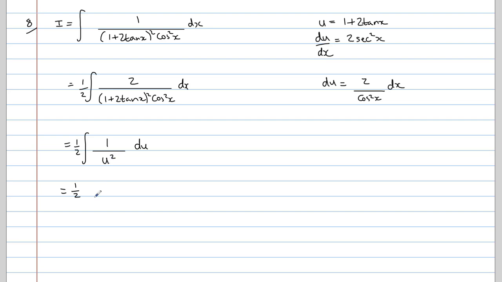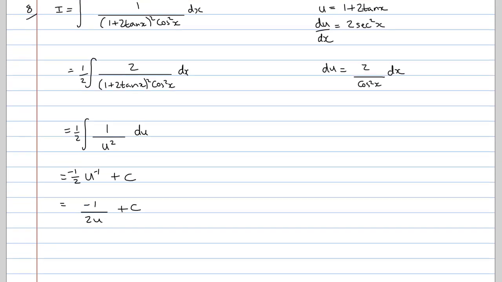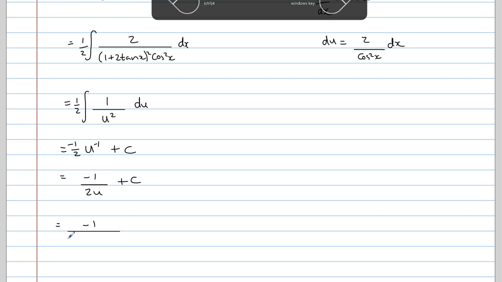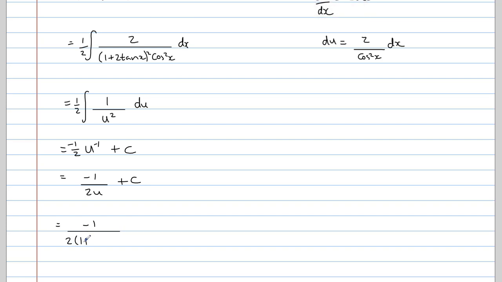This is like u to the minus 2, increasing the power gives us u to the minus 1, and then dividing by the new power makes it negative. Don't forget to add a constant on the end. And then if we think of u to the minus 1 as 1 over u, we can write this as minus 1 over 2u plus c, and then substituting back in for u would give us minus 1 over 2 bracket 1 plus 2 tan x, and then add a constant.